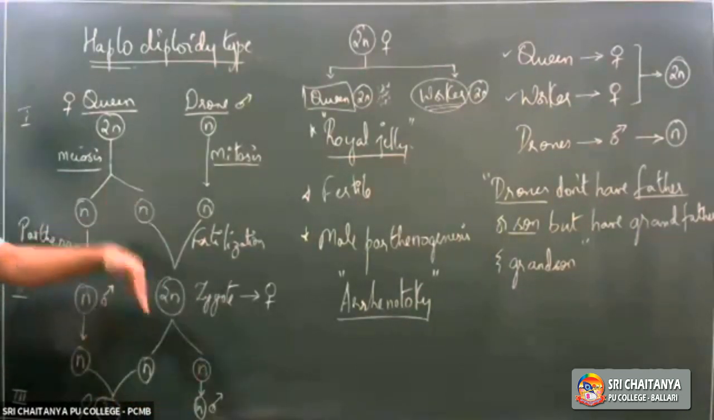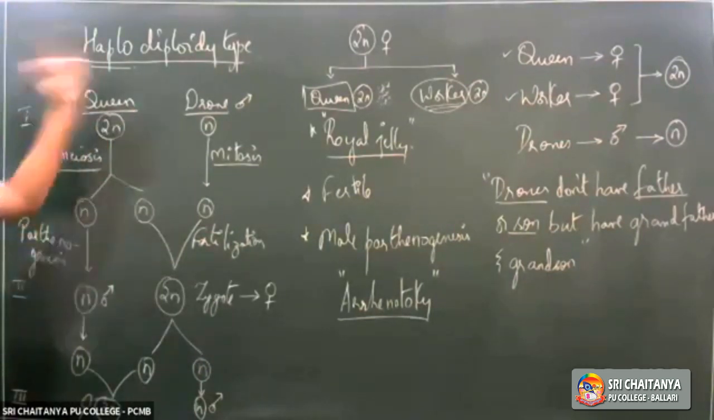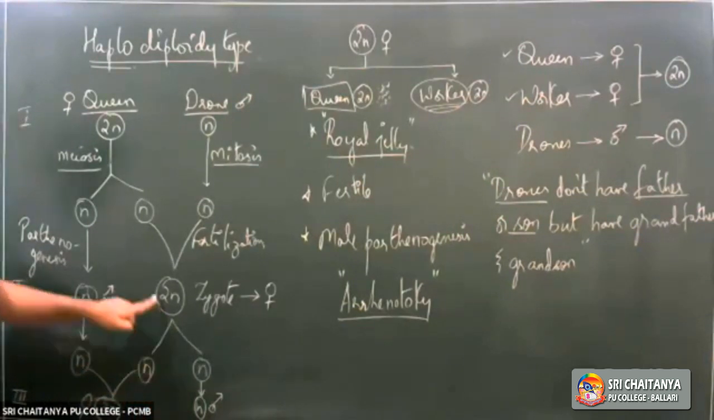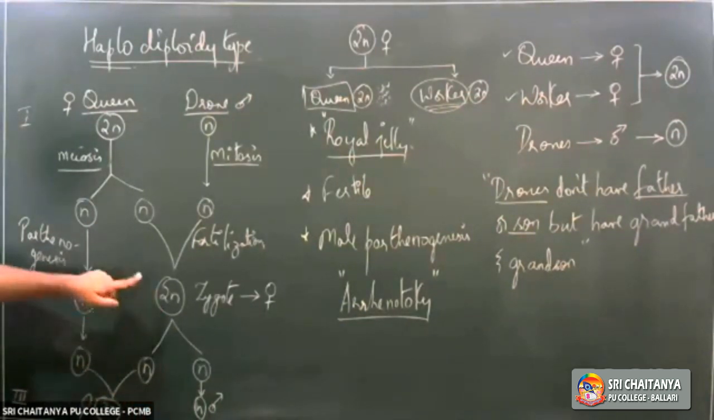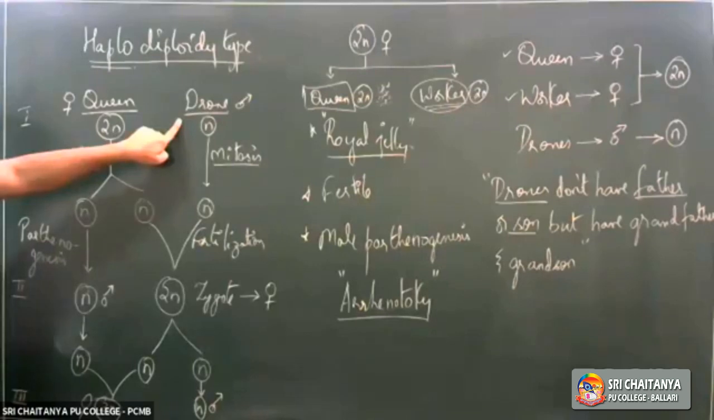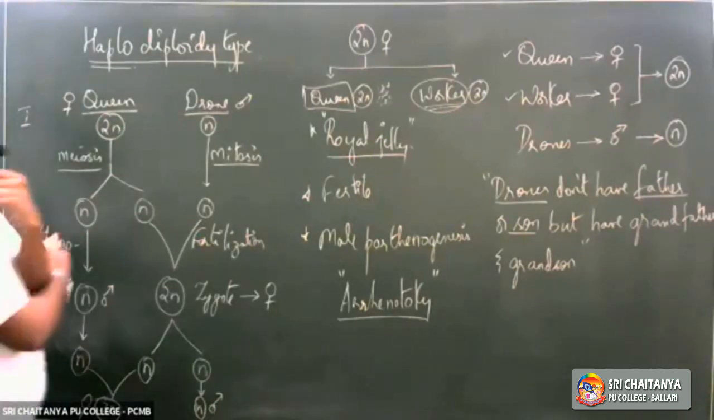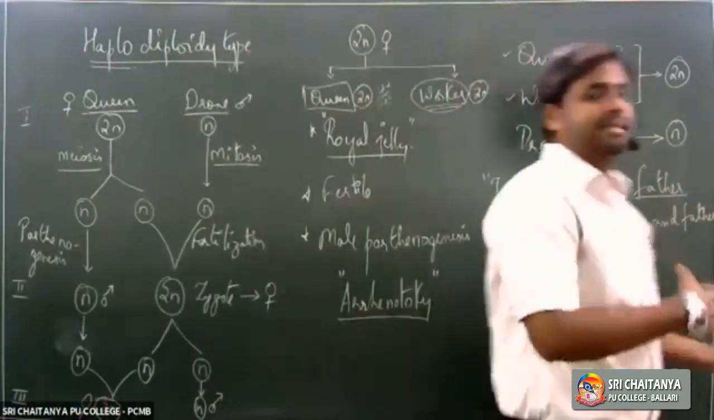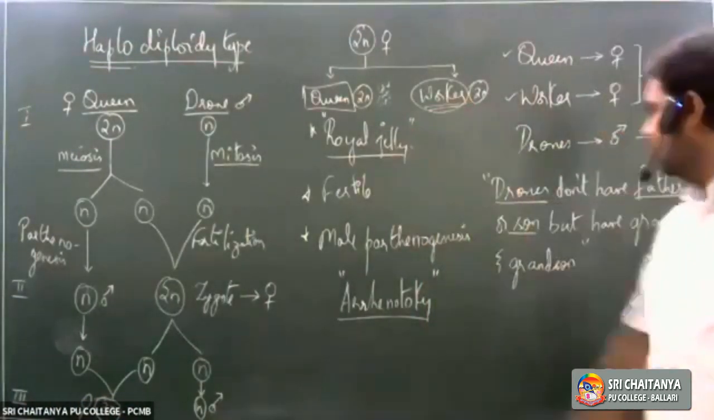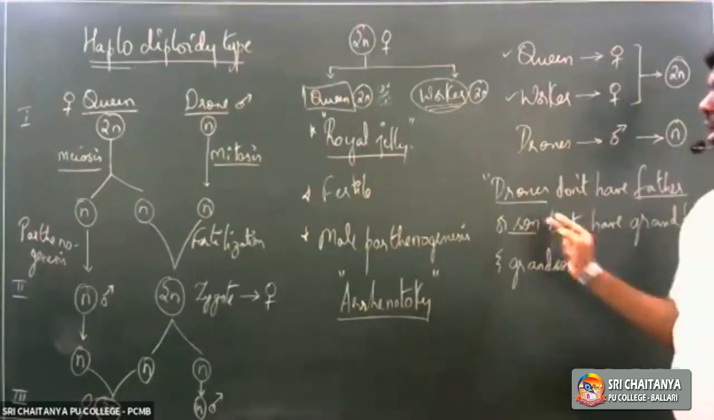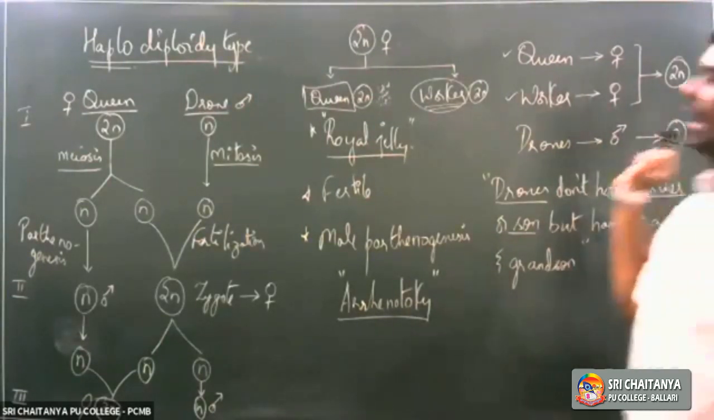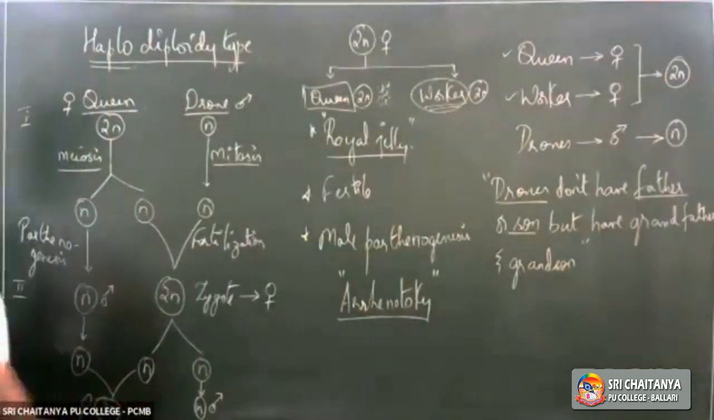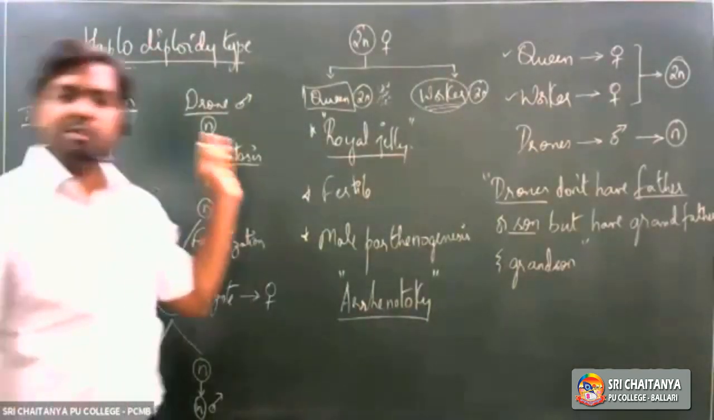Similarly, drones will not have fathers, but they will have grandfathers. In the third generation, this drone did not have a father, it had only a mother, but it had a grandfather. So this is what they usually say with regards to honeybees: the drones don't have a father or son, but they have a grandfather and grandson. So this is the small topic we have with regards to the haplodiploidy type of sex determination.